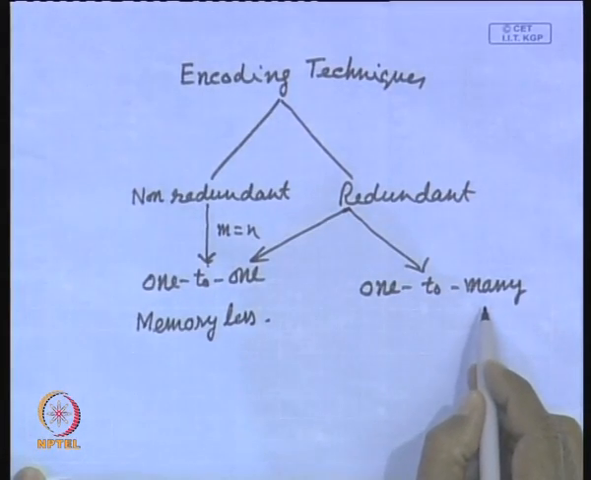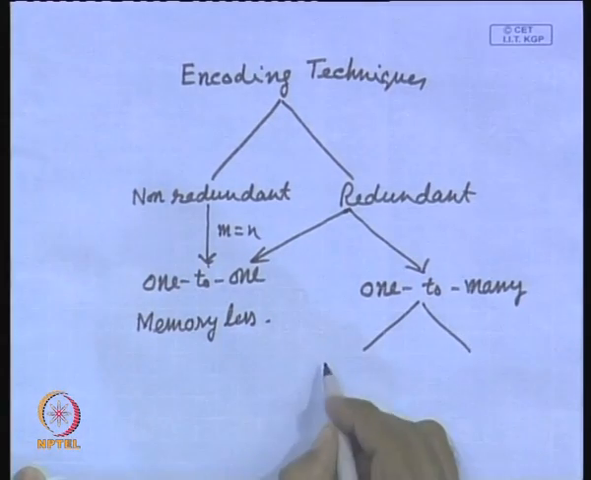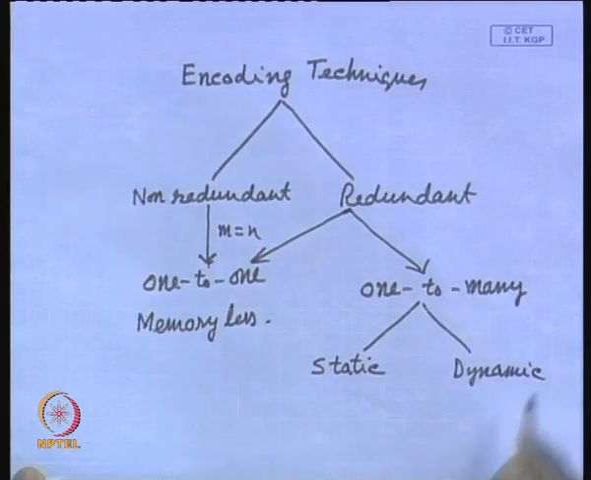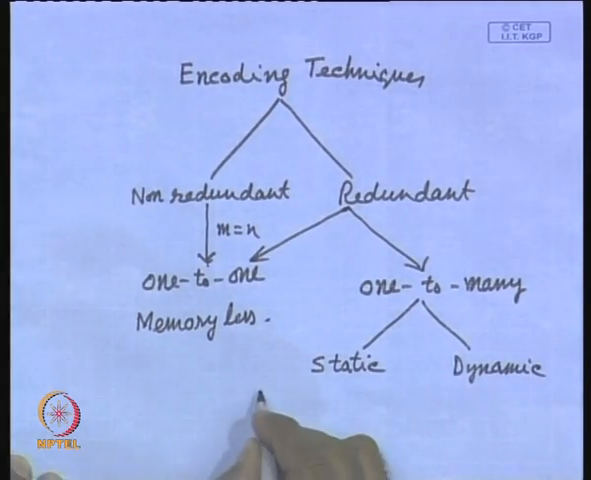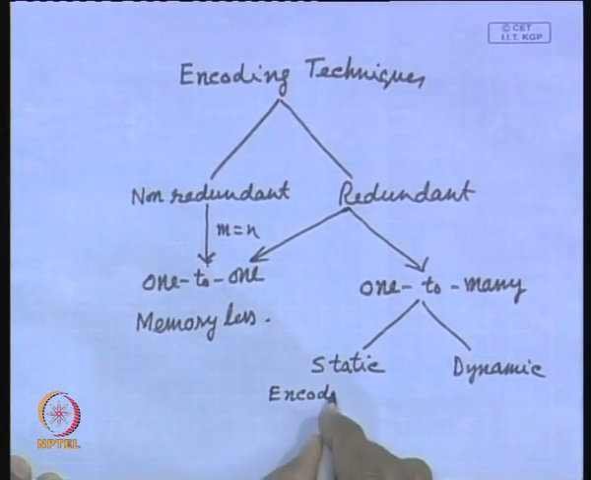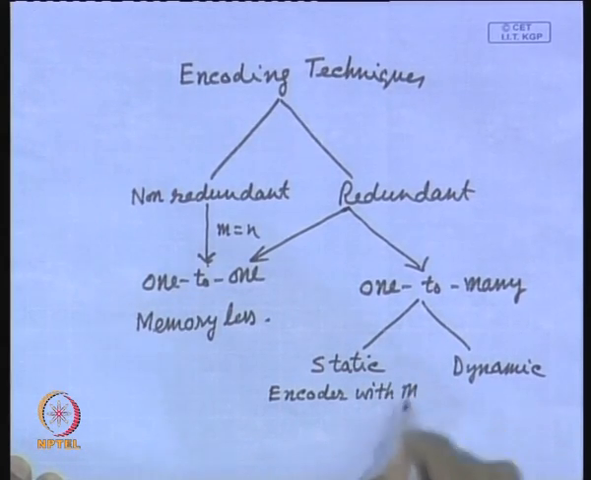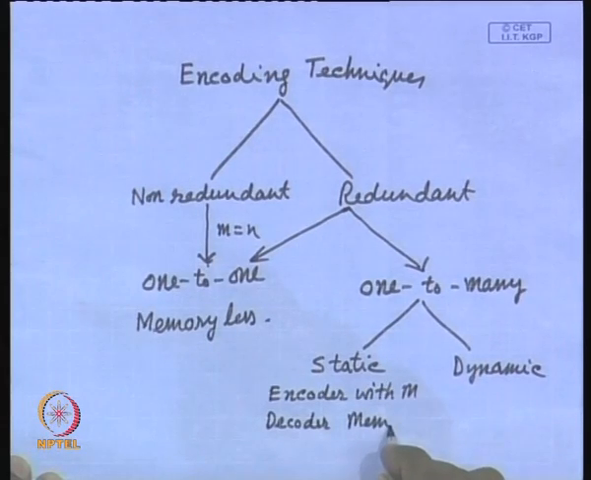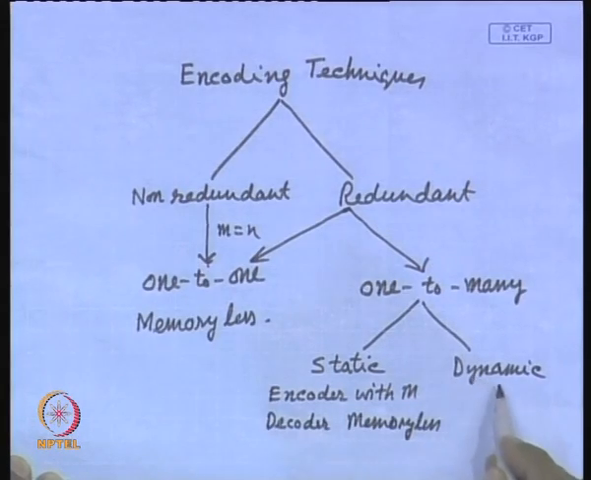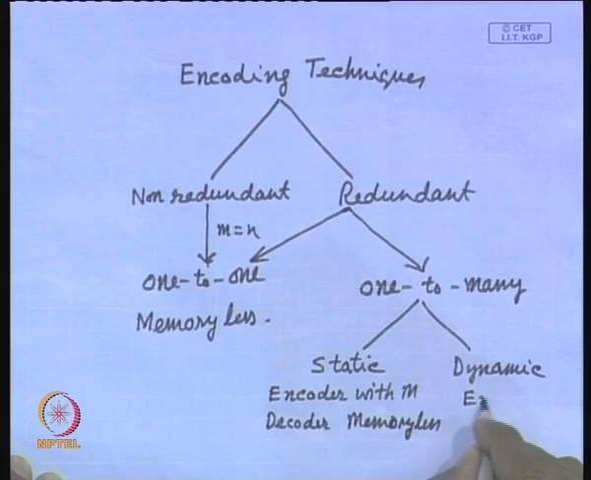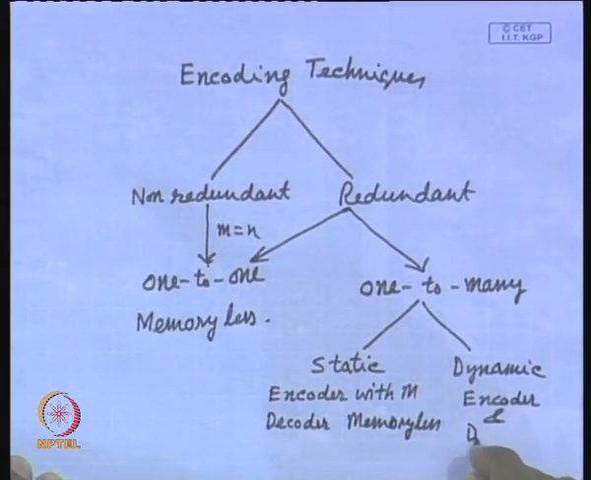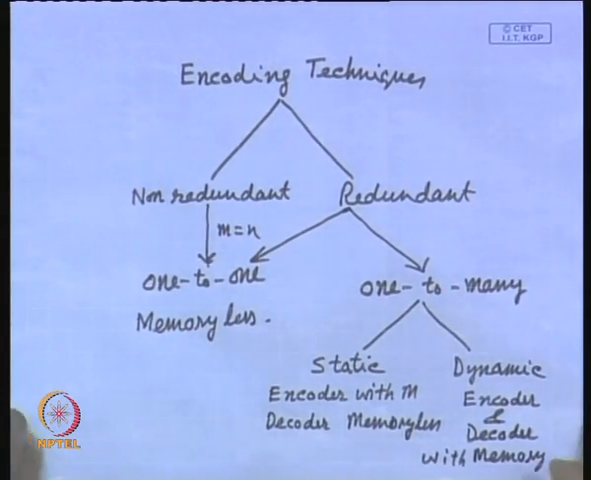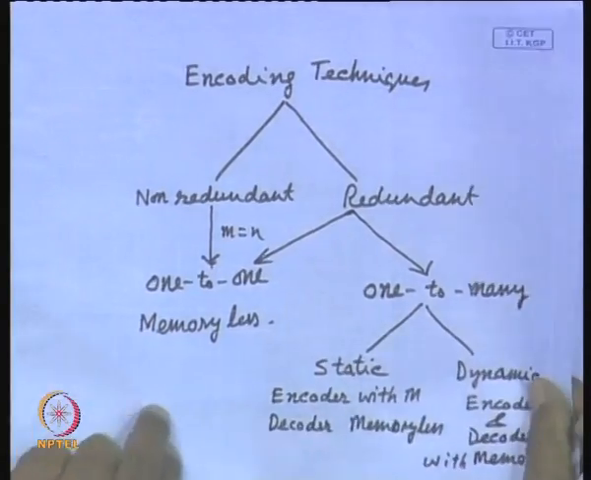Now, you may have 1-to-many and there are two possibilities. 1-to-many can be static or 1-to-many can be dynamic. When 1-to-many is static, then the encoder requires memory, and the decoder is memoryless. Then we call it static. On the other hand, in case of dynamic encoding, both encoder and decoder will require memory. So, this is how we can categorize the encoding techniques into different types.